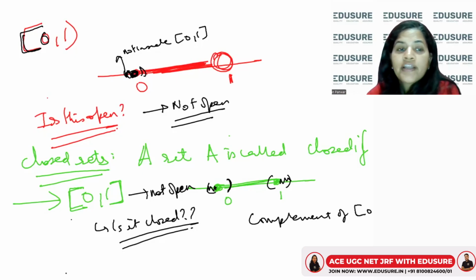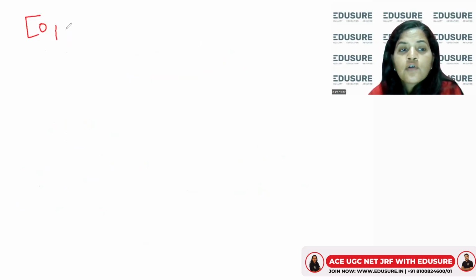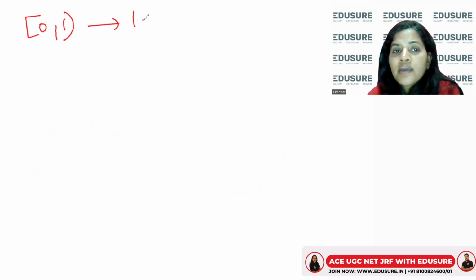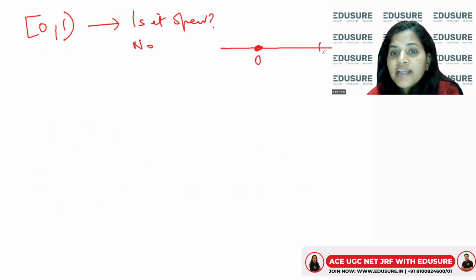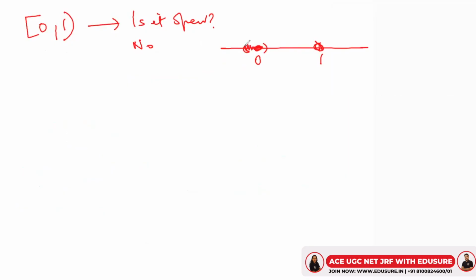Let us look at another example. Let us look at closed at 0, open at 1. Is this set open? No. Why? Because you look at 0, 0 is in this set. If you take a neighborhood of 0, there will be some portion which is not in the set. Therefore, this set is not open. Next question: is it closed?